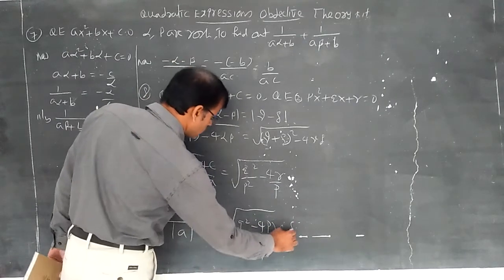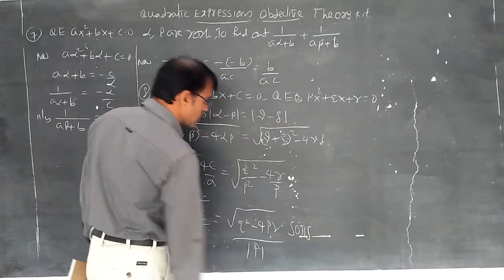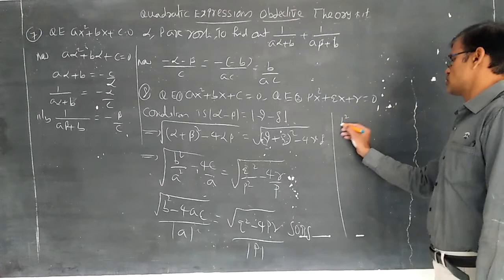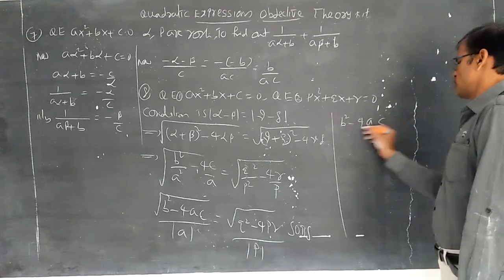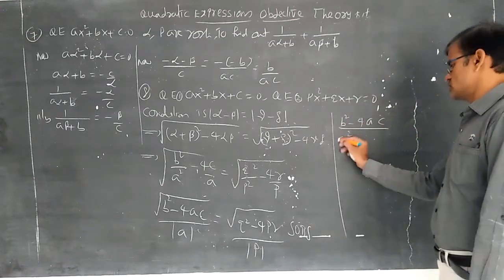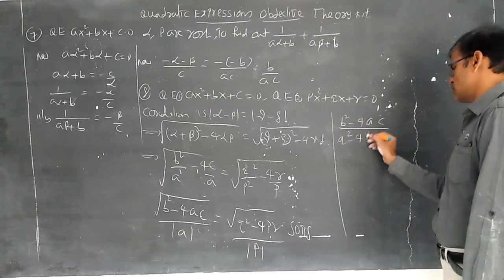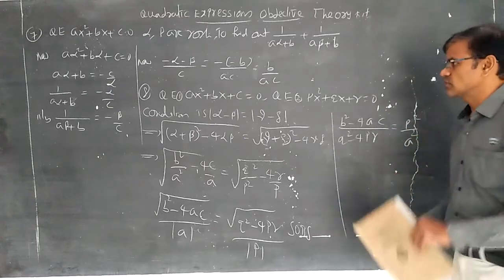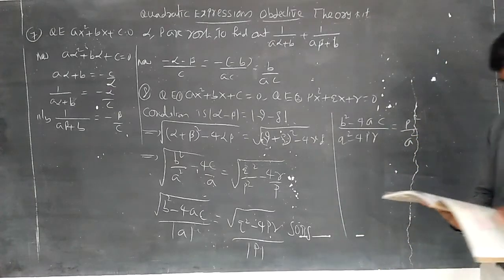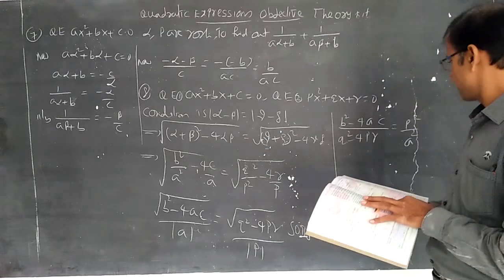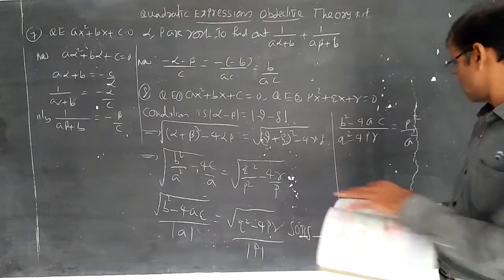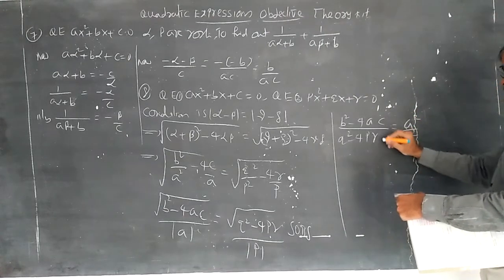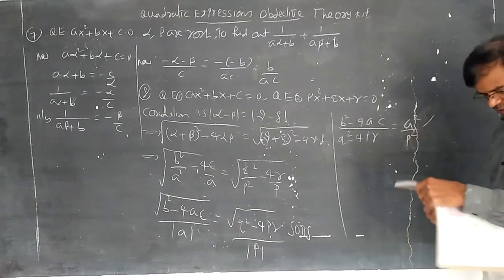Now you can do this to get our answer, by squaring on both sides and taking b square minus 4ac and q square minus 4pr as a fraction, which is equal to a square by p square. That is the answer. He is asking for b square minus 4ac by q square minus 4pr, which is a square by p square. It is the correct answer.